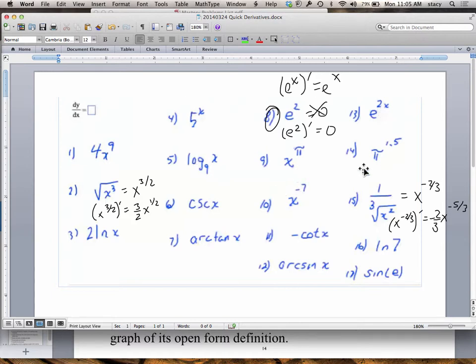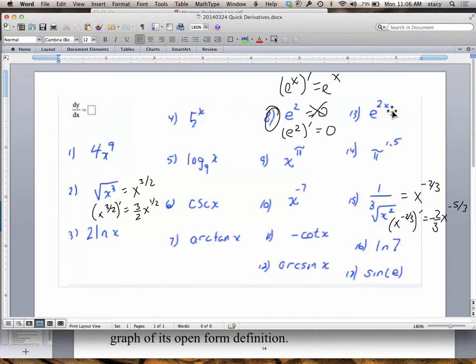Let me see. Other tricky ones? Are there any other ones that you guys want to talk about? 13? Where's 13? E to the 2x. Okay, so e to the 2x is not e to the x, right? What's different about it? It's a function inside of a function. Good, okay? So I'm plugging 2x in for x in the e to the x function, okay? So this is, in fact, a composite function. So we should use the chain rule, okay?